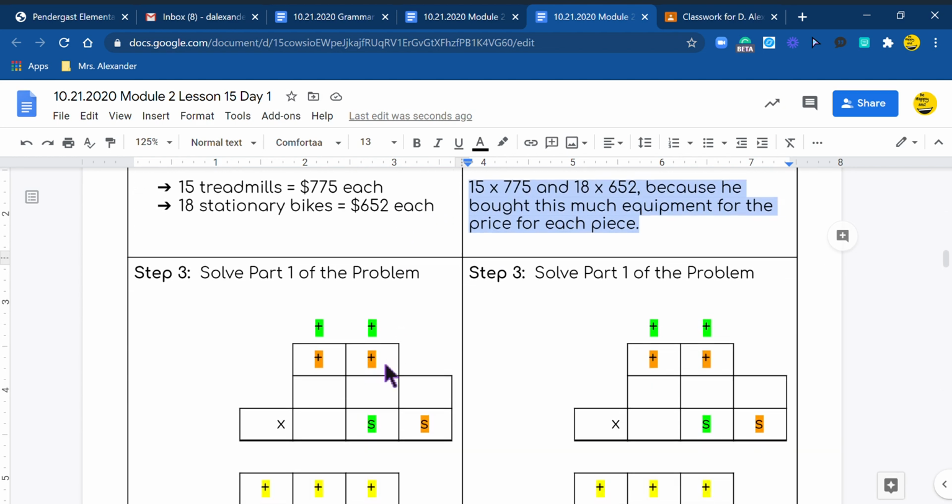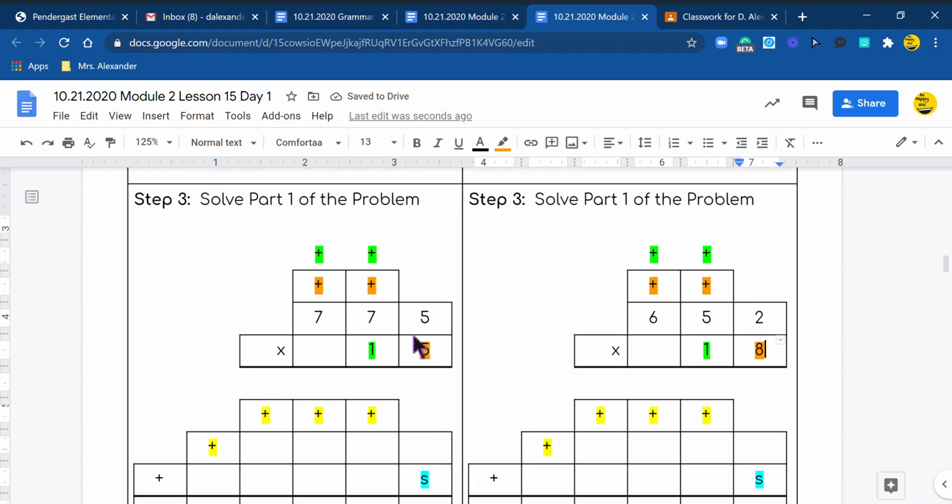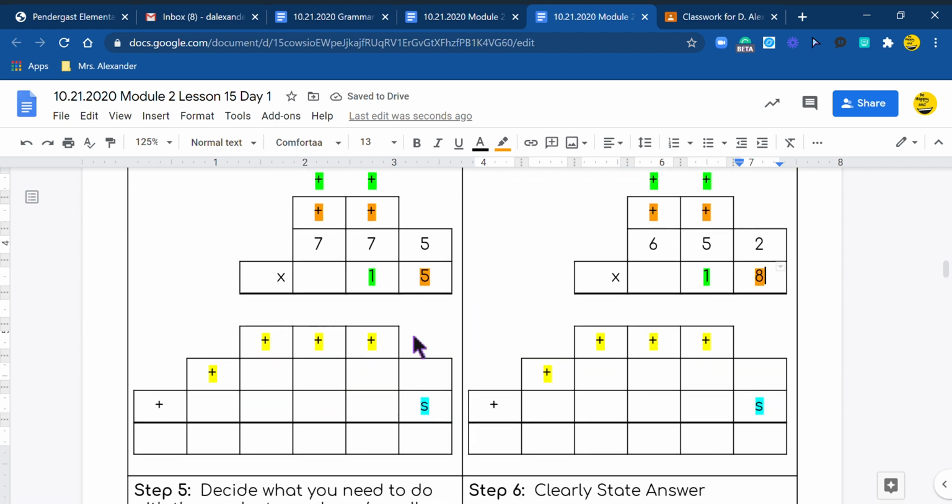Now we have to solve the problems. So I'm going to go ahead and write my problems in. 775, I'm multiplying this by 15. And then I'm going to quick get this one. 652, and he's multiplying this by 18. He got 18. So here we go. Now we're going to do our regular multiplication where we have to solve.